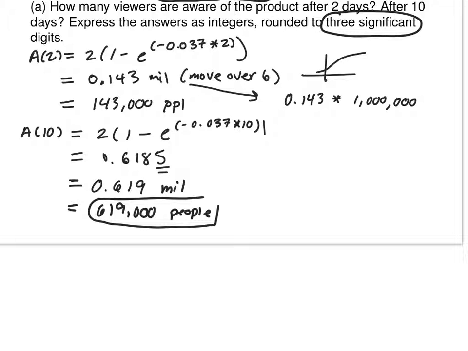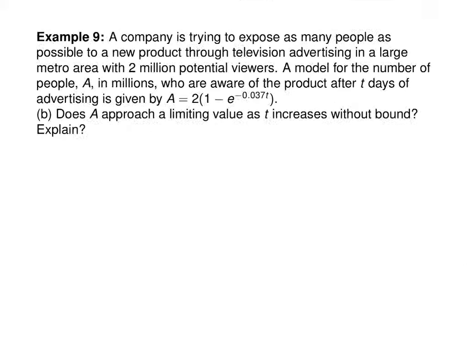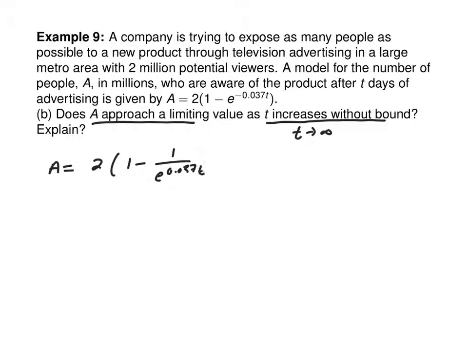Okay, so question B has to do with that whole idea that as you plug in bigger numbers, there's a definite capacity. You can't reach more than 2 million people because there's only 2 million people in this community, right? So does A appear to approach what's called a limiting value as t increases without bound? That means t goes to infinity. So this A is the same thing as 2 times 1 minus, I'm going to rewrite that as 1 over e to the 0.037t.